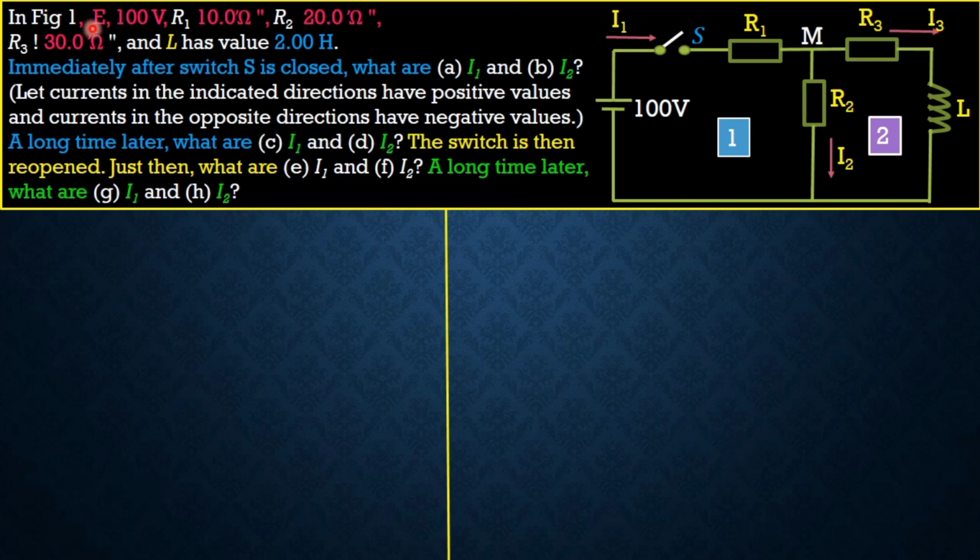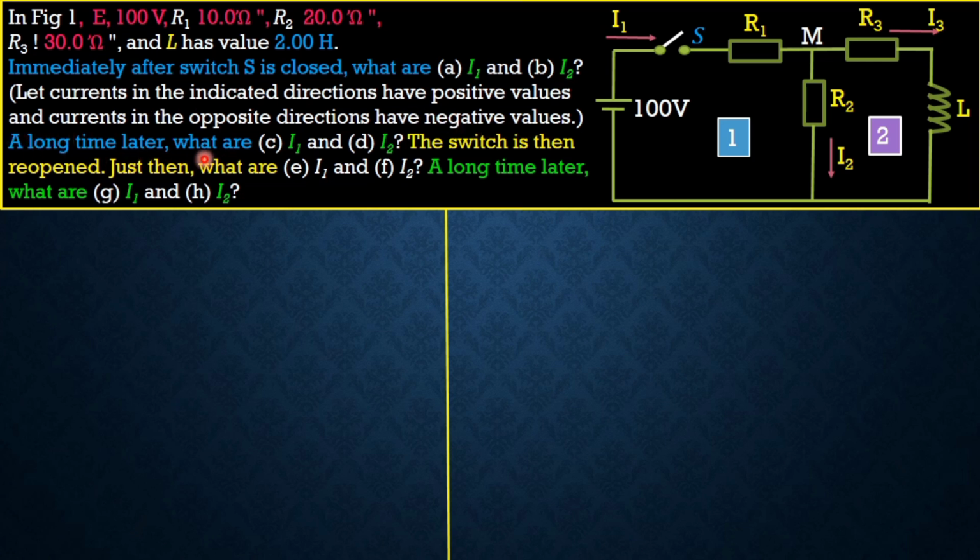The question reads that E has a value of 100 volts, R1 has a value of 10.0 ohms, R2 20.0 ohms, R3 30.0 ohms, and L has a value of 2.00 henries. Immediately after the switch S is closed, what are I1 and I2? Let currents in the indicated direction have positive values and currents in the opposite directions have negative values.